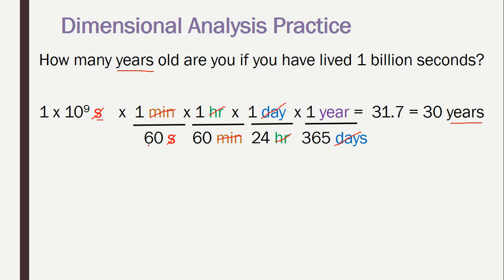1 × 10⁹ × 1 × 1 × 1 × 1 × 1 divided by 60 × 60 × 24 × 365. When you do all that math, you get 31.7. This has one significant digit, so this has to have one significant digit, so we round that to 30 years. So hopefully you can see here that years is the last one standing. It never canceled. We just canceled our way until we got to the unit we desired.